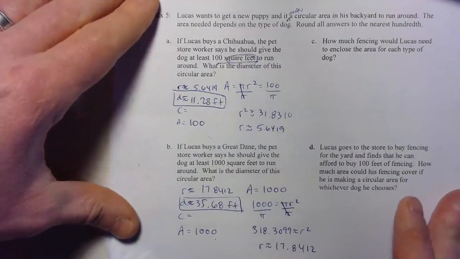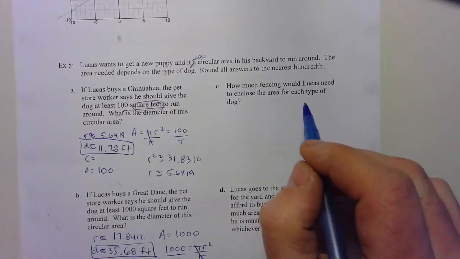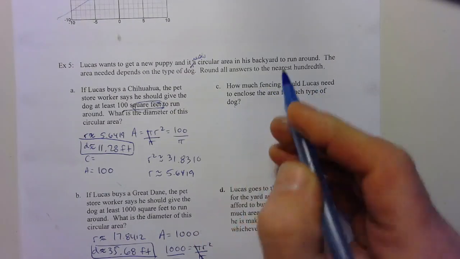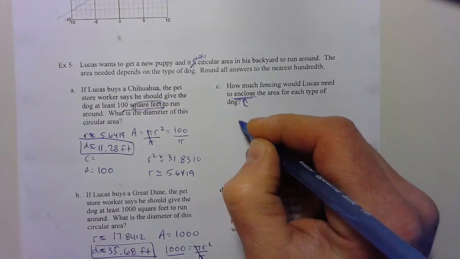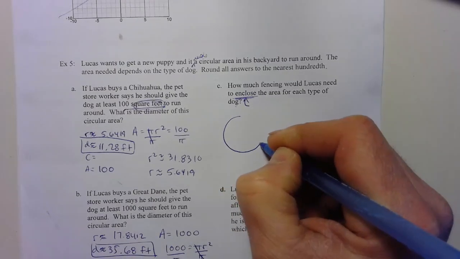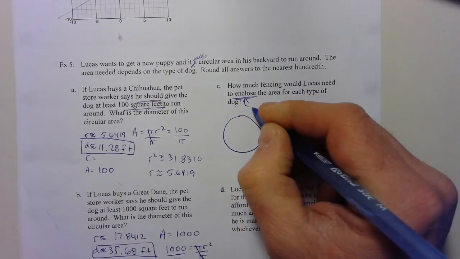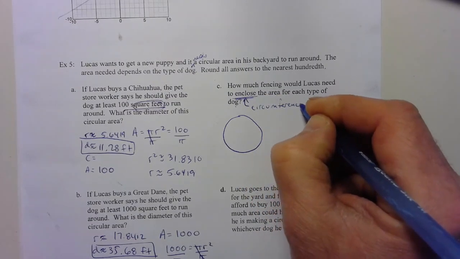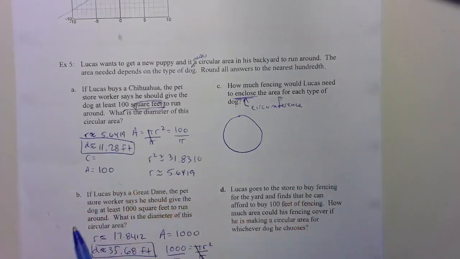Next: see how much fencing Lucas would need to enclose the area for each type of dog. If we think about enclosing it, remember it's a circular yard. To enclose it, you need a fence all around it. So that's basically saying let's do the circumference. We have the diameter, we just need to find our circumference.